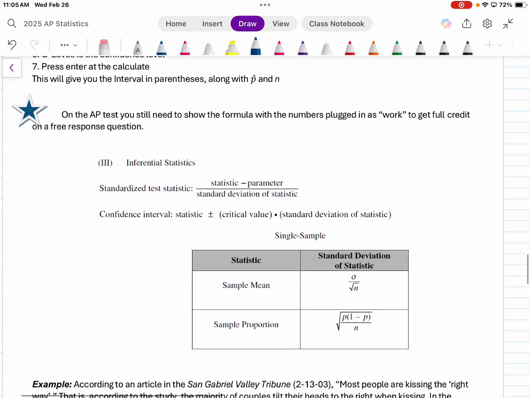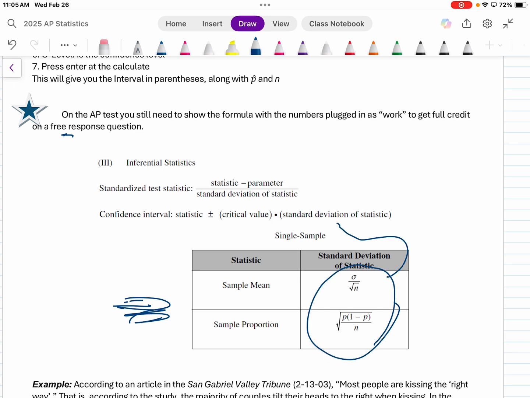Remember, this is what's on the AP test. This is the generic stuff they give you. They do give you some of the stuff here. The standard deviation of the statistic, that's the stuff that's after the z-star. So this stuff is what's right there after the z-star. That's also known as your standard error.